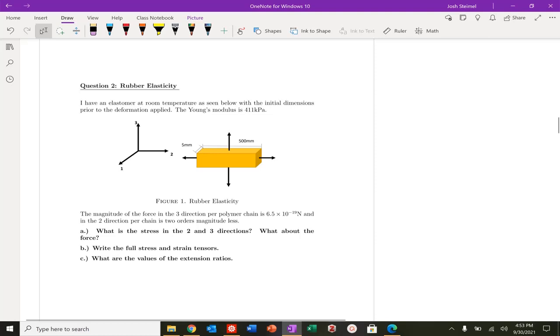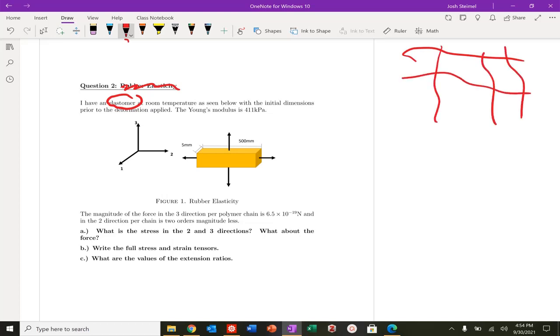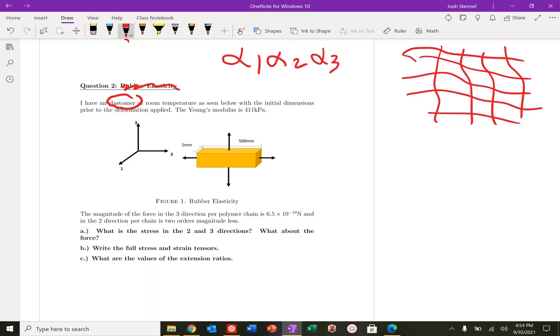So the next problem we have on our exam is a rubber elasticity problem, although I'm going to give it a better title. We have an elastomer, which means we have basically a rubber elastic material, so we are not going to use our traditional stress-strain tensors. We're going to have to use rubber elasticity, and in rubber elasticity we know that we're dealing with an incompressible material, so alpha 1, alpha 2, alpha 3, our extension ratios, multiply to 1.